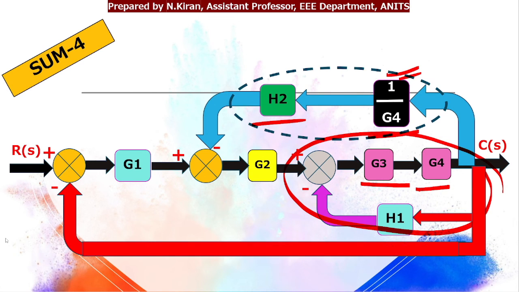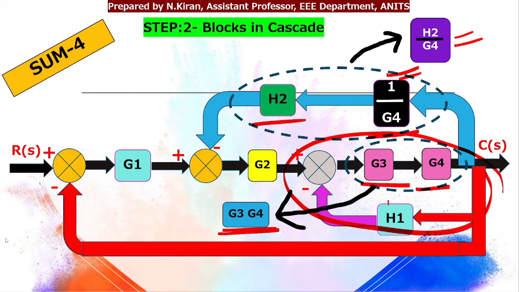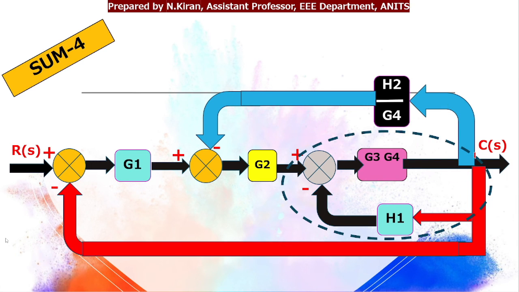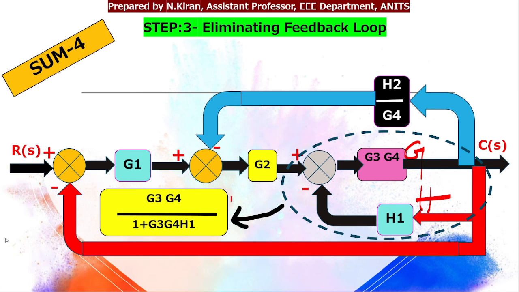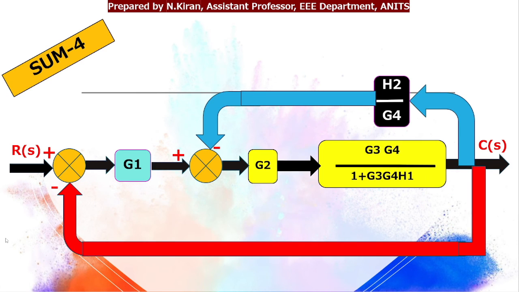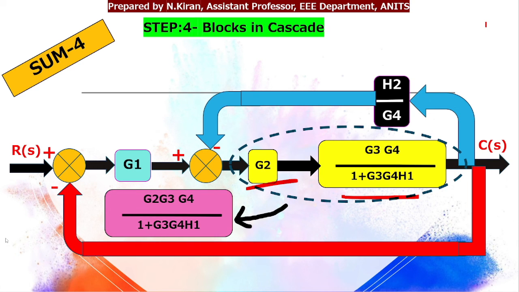First these two I'll connect in cascade. That will give me h2 by g4. These two blocks in cascade will give me g3 and g4. Eliminating this feedback loop, in place of g I have g3 g4, in place of h I have h1. Applying the formula, that will give me g3 g4 divided by 1 plus g3 g4 into h1. These two blocks in the next step are in cascade. That will give me g2 g3 g4 divided by 1 plus g3 g4 h1.